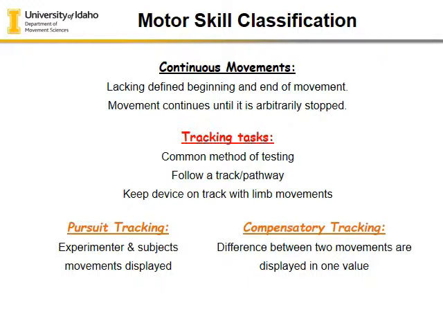Then you have compensatory tracking, where you don't see both the mouse and whatever you're trying to track. You just see the difference between the two movements. Typically there's some value or some distance, right? So maybe it's a line, and you need to make the line shorter because it's the two points between your cursor and the object you're trying to track. So remember, when we talk about tracking tasks, we're referring to continuous movements. And there are two components: pursuit tracking, where you see both the person doing the tracking and the object being tracked, or compensatory tracking, which is the difference between the two.